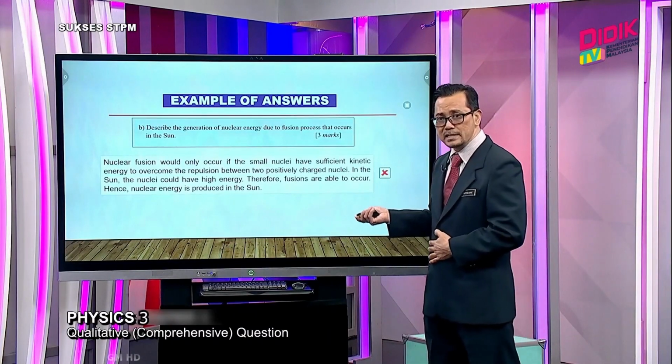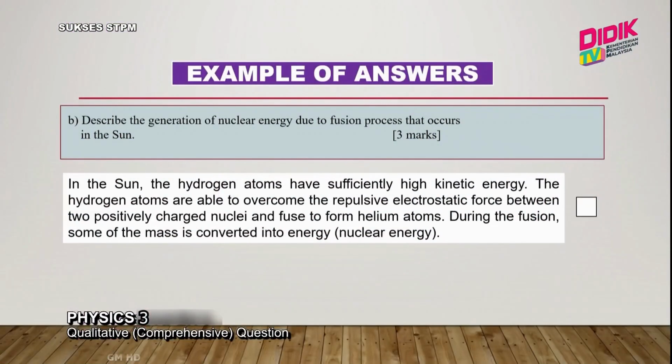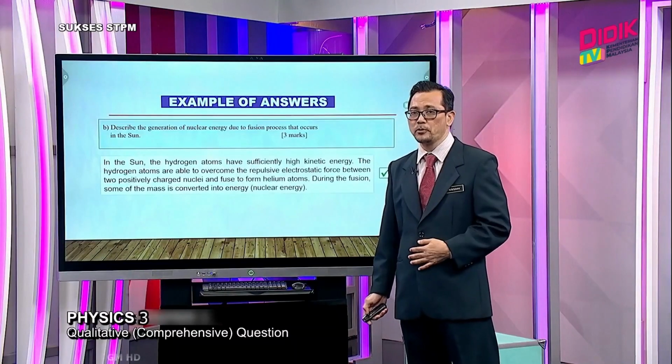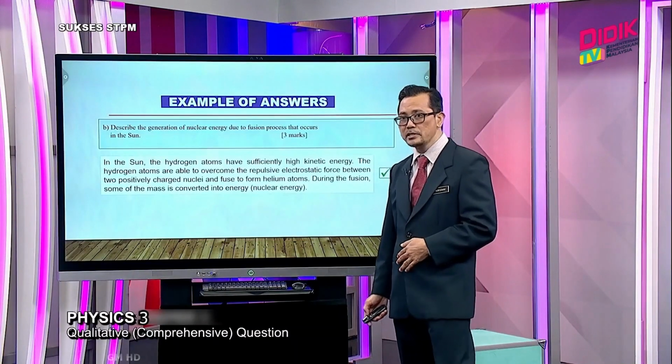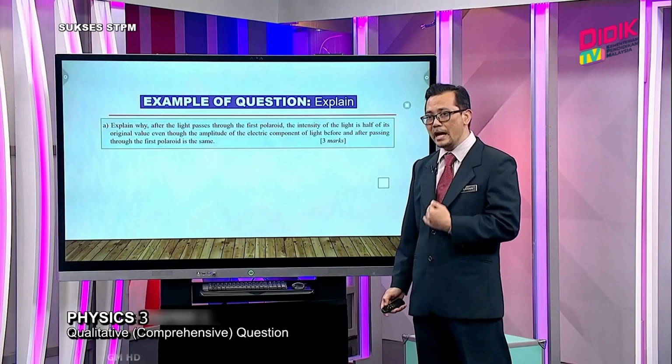Now let's look at the answer that may be considered a good answer. In the sun, hydrogen atoms have sufficiently high kinetic energy. The hydrogen atoms are able to overcome the repulsive electrostatic force between the two positively charged nuclei and fuse to form helium atoms. So that is a process. During the fusion, some of the mass is converted into energy. Can you see the difference between the first answer and this answer? So make sure if you are asked to describe a process, do not justify it. Just describe it step by step. So let's look at the last question, which is the explain type question.